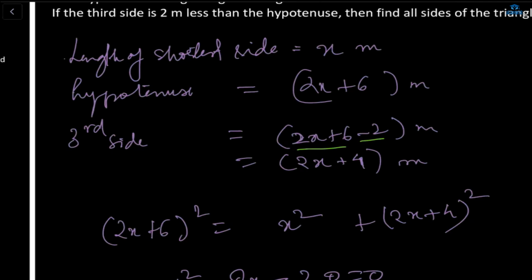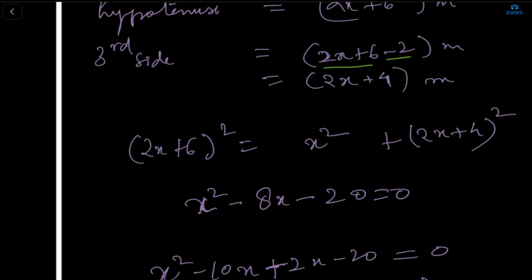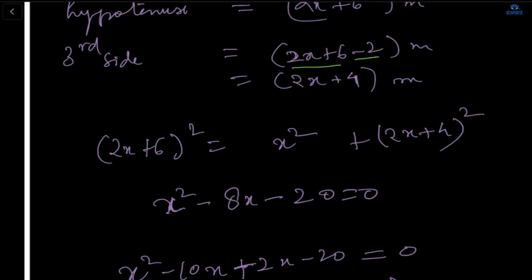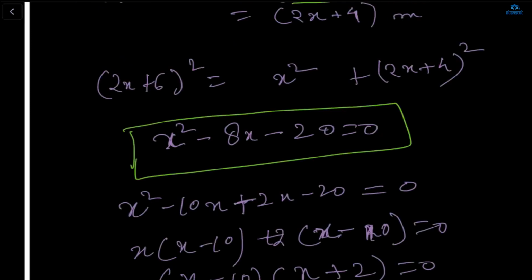Now we already know the right angle triangle relation, so you can form the equation. The square of the hypotenuse is equal to the sum of the squares of the other two sides. So the hypotenuse is 2x plus 6 whole squared, which is equal to the shortest side x squared, plus the other side 2x plus 4, again squared. After solving, we have got the equation x square minus 8x minus 20 is equal to 0.